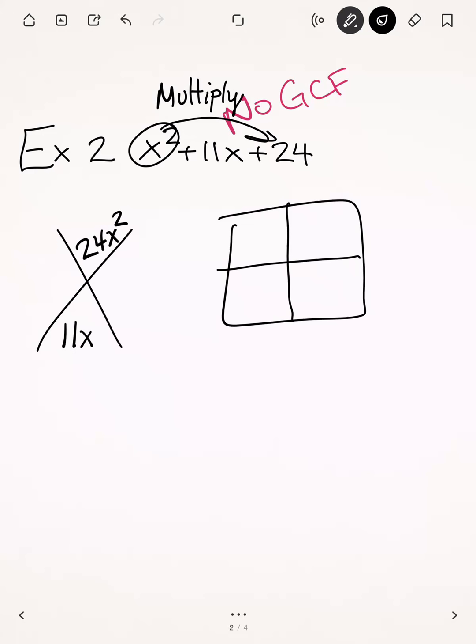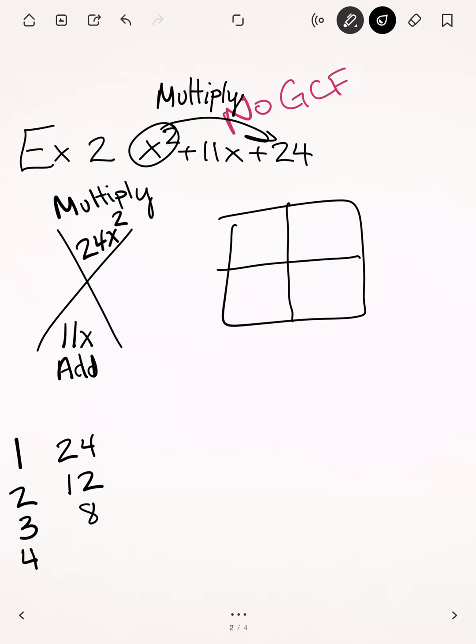And then I ask myself, what can I multiply to get 24x squared? So I multiply, but add those same numbers to get 11. So 1 and 24, 2 and 12, 3 and 8, 4 and 6 multiply to get 24. Now, if I try to add 1 and 24 as any combo, I can't get 11. If I try to add 2 and 12 with any combo, I can't get 11. But if I add 3 and 8, that gives me 11, so those are my answers. So on the side, I put 3x and 8x. So that's organizing my thoughts right there.